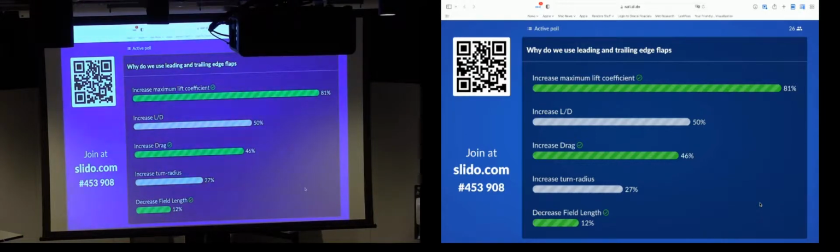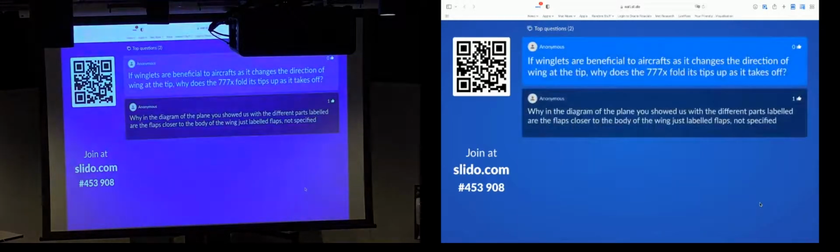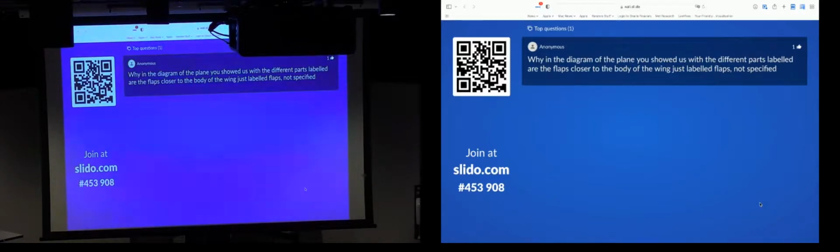Are there any last questions before we go? Why in the diagram of a plane you showed us with the different parts labeled are the flaps closer to the body of the wing and just labeled flaps not specified?